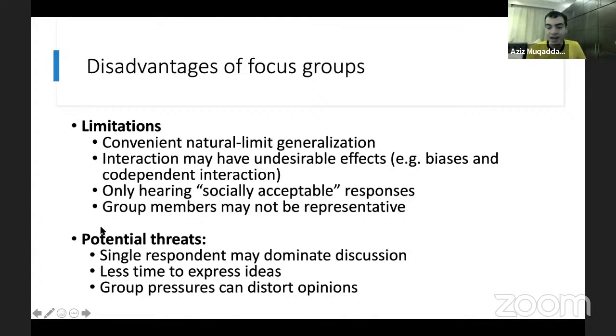And finally, you can have group pressures that can distort opinions, right?